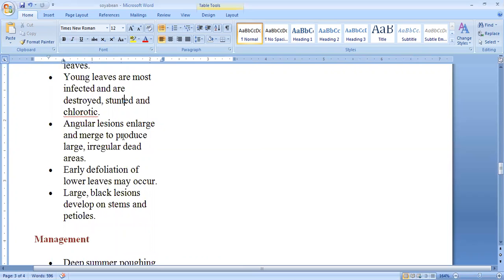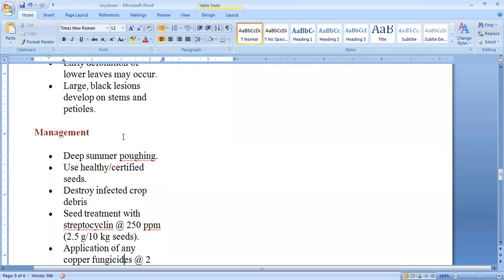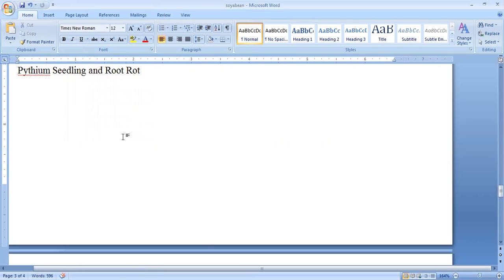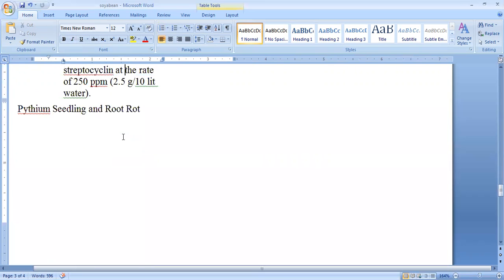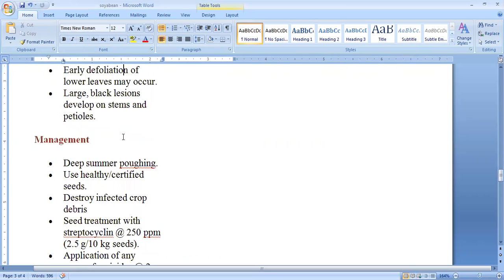Now how do we manage this disease? Deep summer plowing. Use of healthy certified seeds. Destroy infected crop debris. Seed treatment is with streptocycline.